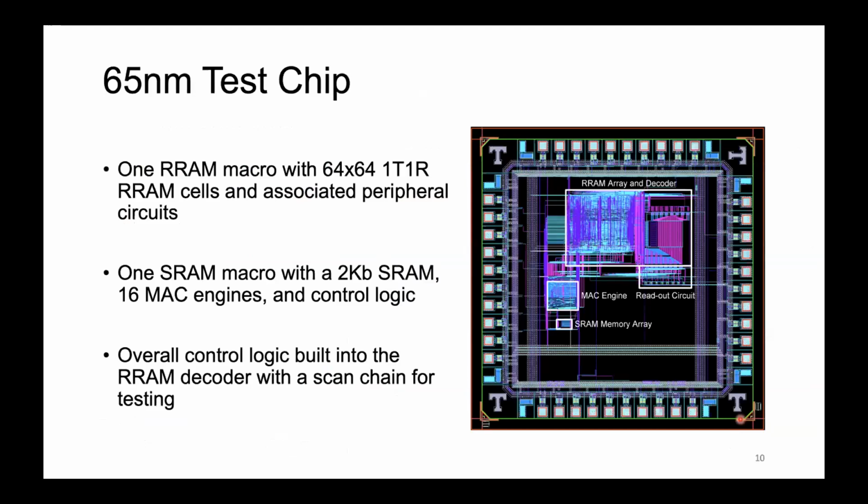In this slide, we look at the 65nm test chip that was designed. The figure on the right shows you the layout of the test chip. So it consists of one RRAM macro with a 64 by 64 1T1R RRAM cells and associated peripheral circuits. We have one SRAM macro with 2 kilobit SRAM, 16 MAC engines, and a control logic. The readout of the SRAM is matched to the total number of MAC engines we have in order to achieve maximum parallelism. And then we have an overall control logic built into the RRAM decoder along with a scan chain for testing.